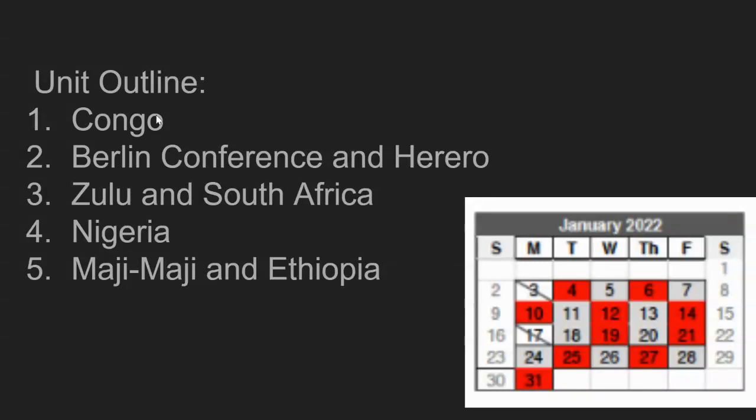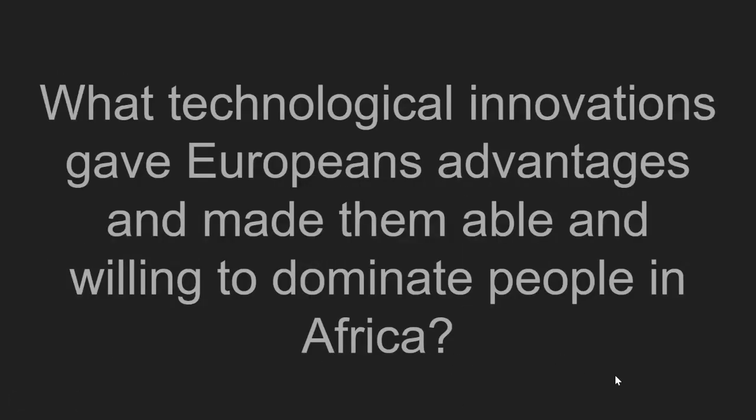This is day 1 of our unit. Today we're talking about the Congo. Later on, we're going to talk about the Berlin Conference and the Herero people of Southwest Africa. Then we'll talk about the Zulu. Then we'll talk about Nigeria. Then the Maji Maji and Ethiopian rebellions. All right, skipping right ahead.